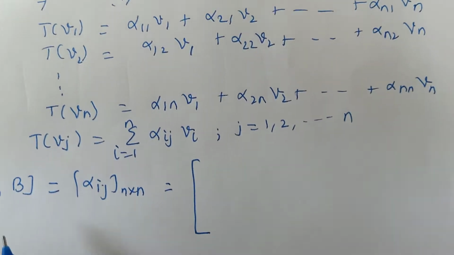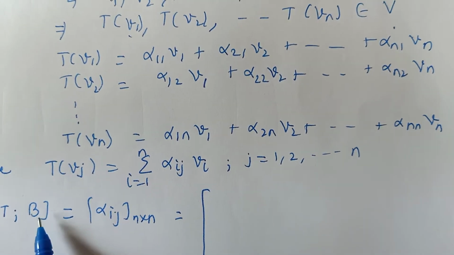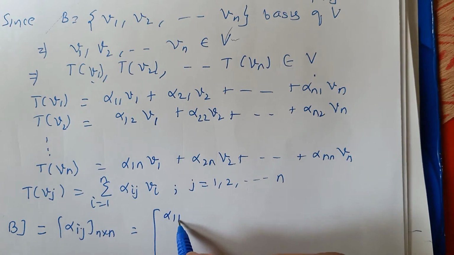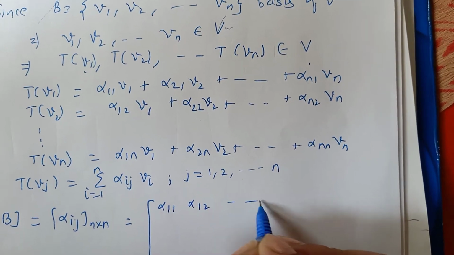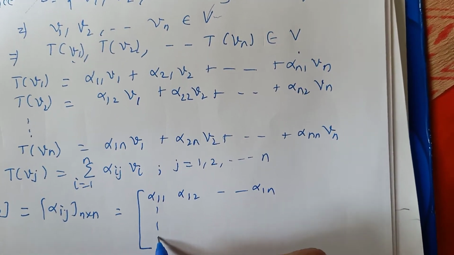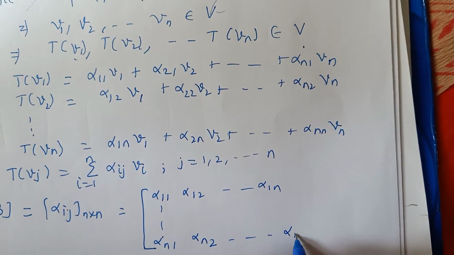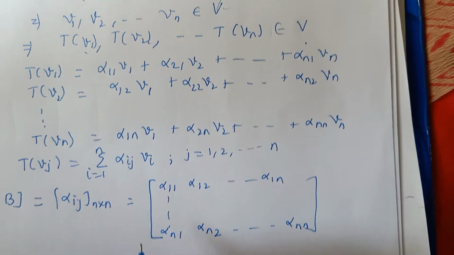So what will be the matrix of T with respect to basis elements? These coefficients. So this will be alpha 1 1, alpha 1 2 up to alpha 1 n, and so on, alpha n1, alpha n2, and so on up to alpha nn.